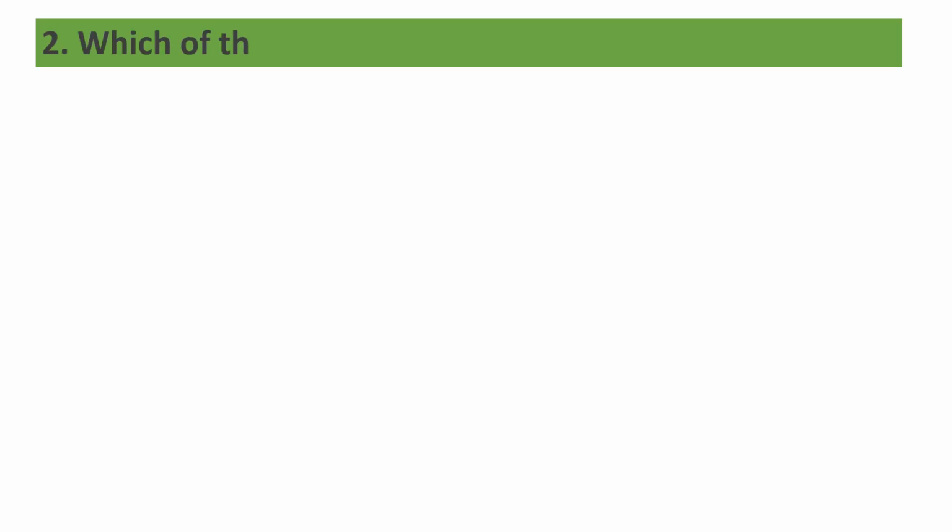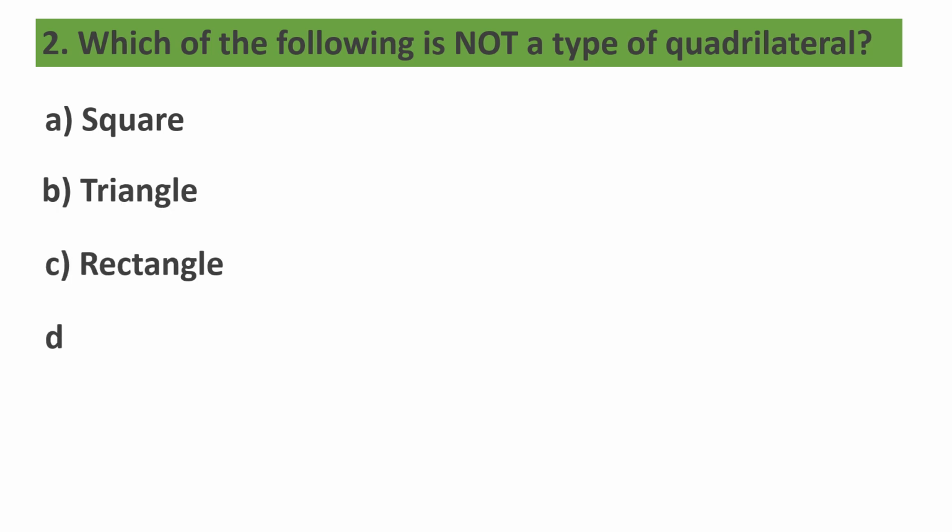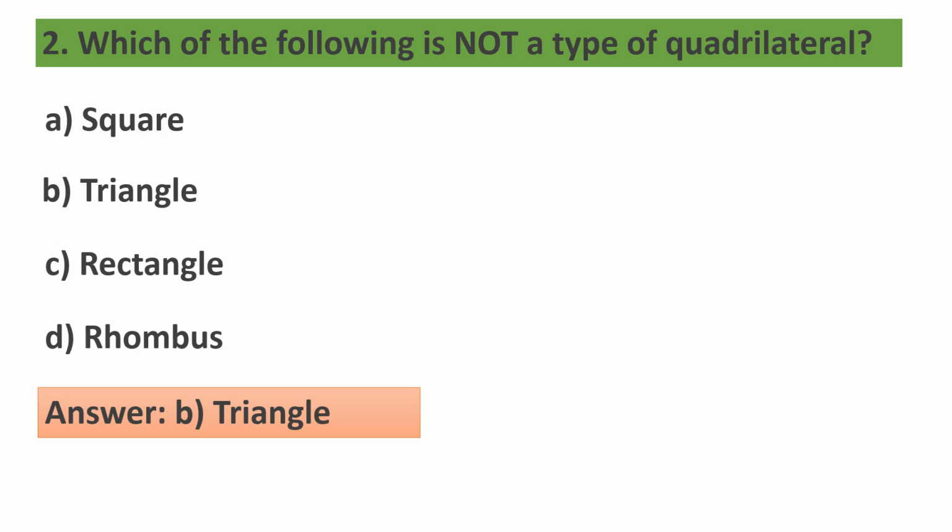Question number 2. Which of the following is not a type of quadrilateral? इसमें से कौन सा quadrilateral नहीं है? A square, B triangle, C rectangle and D rhombus. The answer is triangle. Square, rectangle, rhombus are the types of quadrilateral. उसको 4 sides होती हैं और triangle को 3 sides होती हैं. So answer triangle is correct.